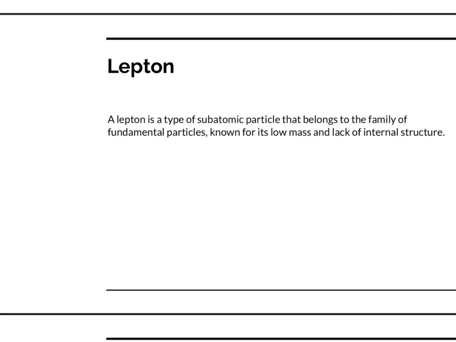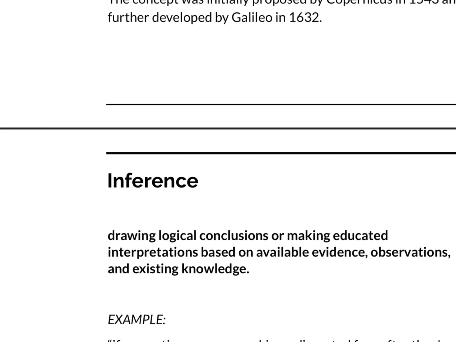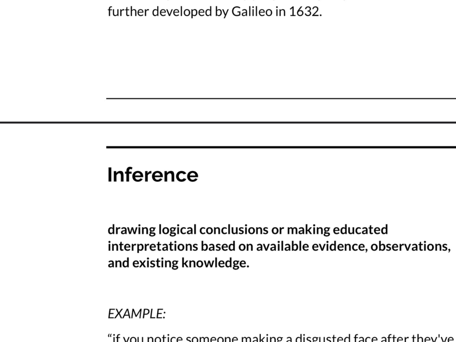What's a lepton? A lepton is a type of subatomic particle that belongs to the family of fundamental particles, known for its low mass and lack of internal structures. Heliocentricity. Heliocentricity is the astronomical model that places the Sun at the center of the solar system, with planets including Earth orbiting around it. The concept was initially proposed by Copernicus in 1543 and further developed by Galileo in 1632. I highly doubt you need to know those dates, but this is just for context.